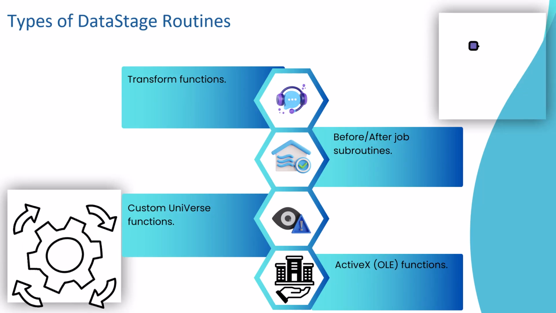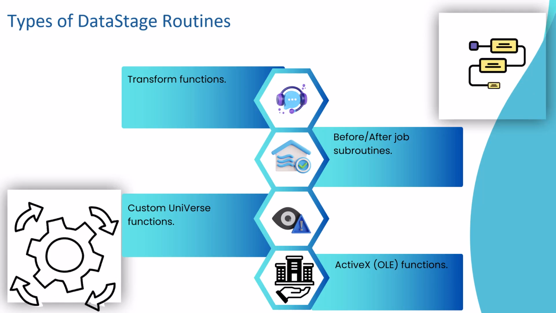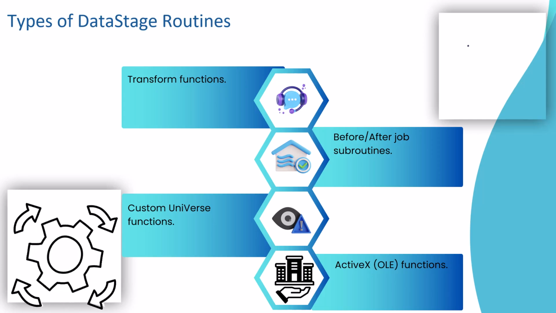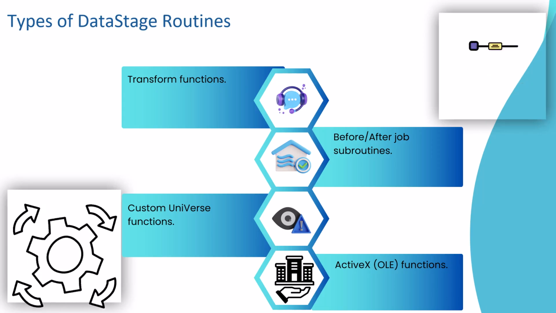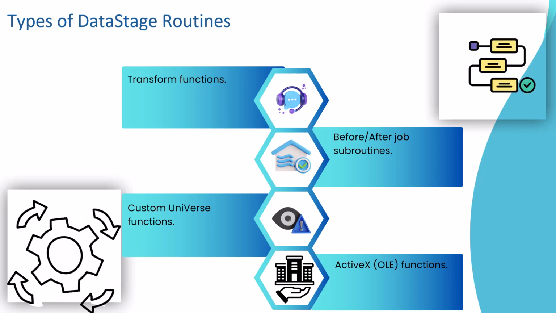Here's where things get interesting. There are different types of routines. Transform functions tweak data, before/after job subroutines prep and cleanup processes. Custom universe functions work with DataStage's native environment, and ActiveX functions integrate with external applications. Think of them as different flavors of automation, each adding its own magic to our workflow.